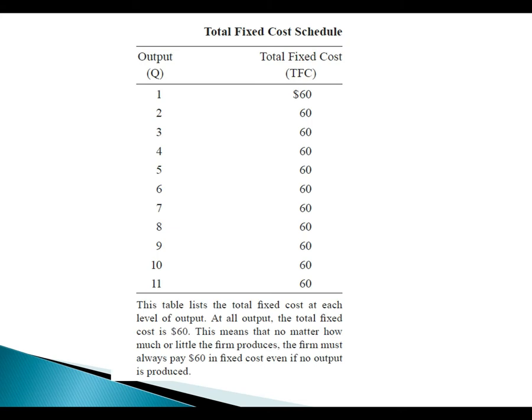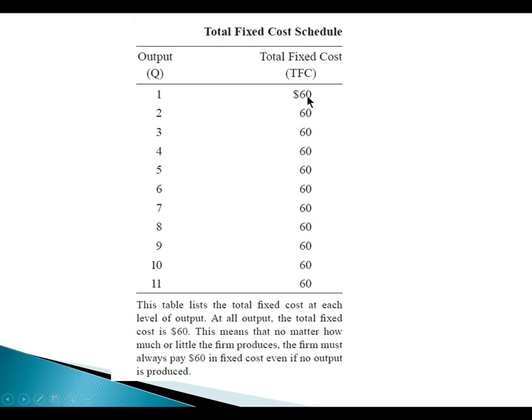This is a fixed cost schedule. You can see in this table that the output is being increased. You are producing one amount of quantity scale, you come from one to two, up to the 3, 4, 5, 6, but the fixed cost remains the same.